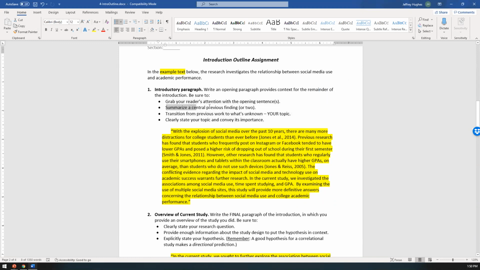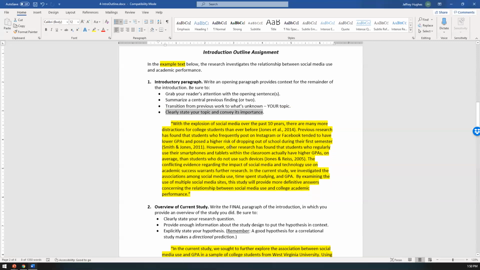Then the next sentence should summarize a central previous finding or two. Then the next sentence should transition from what's previous work to unknown. So like I said, hey, more research needs to be conducted with social media and how it influences self-esteem, or whatever two topics. And then you clearly state your topic and convey its importance.